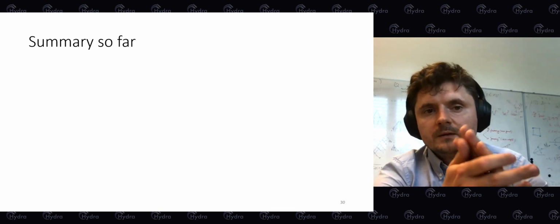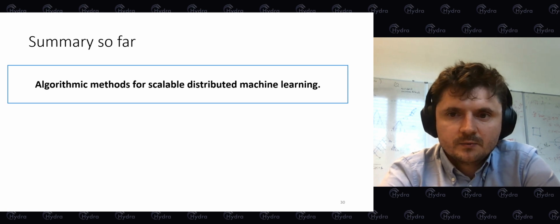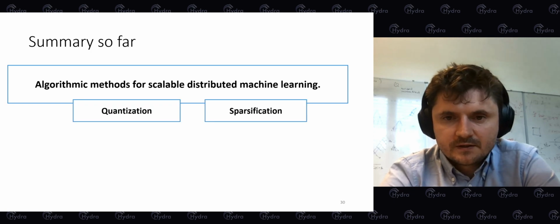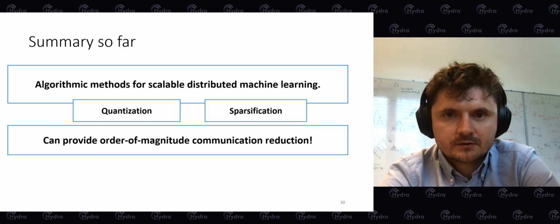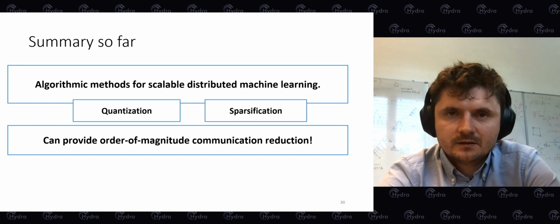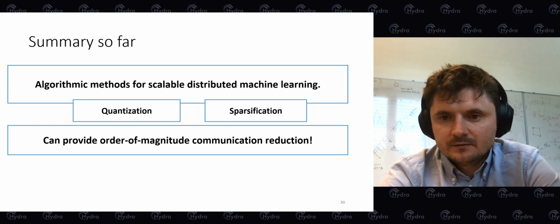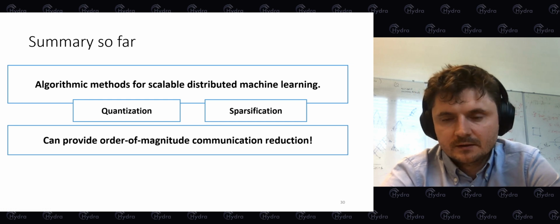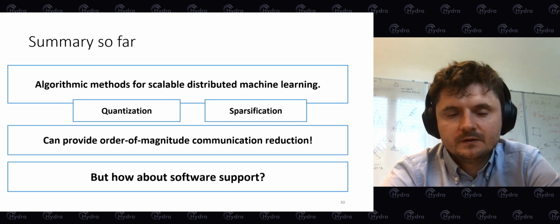Okay, so let's take a step back from the technical discussion and summarize what we saw so far. We care about algorithmic methods for scalable distributed machine learning, and we looked at quantization and sparsification. This can provide order of magnitude communication reduction. What you can reasonably get with quantization methods, the first type of methods, is about 8 to 10x, whereas in the case of sparsification, you can expect up to 100x, with reasonable convergence.